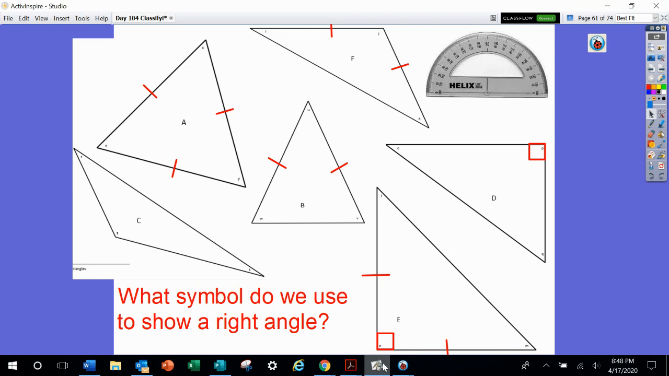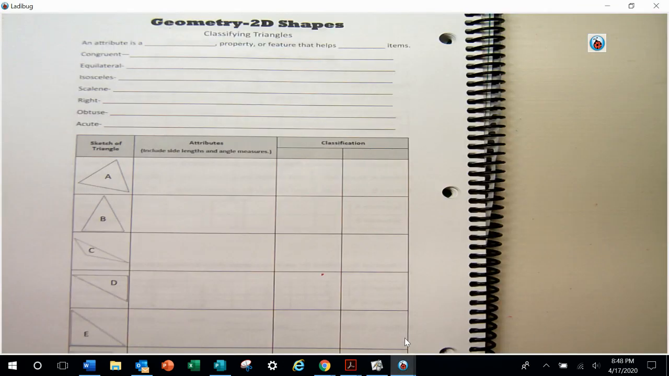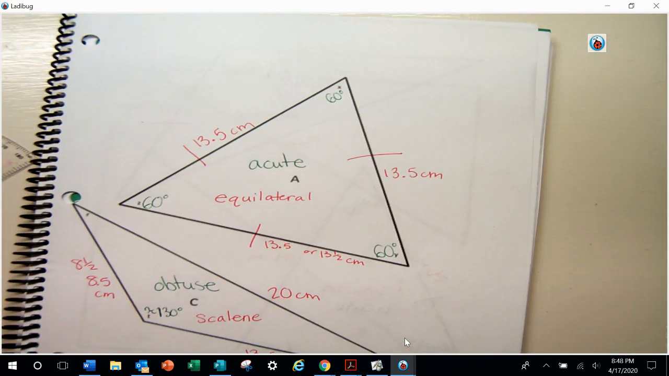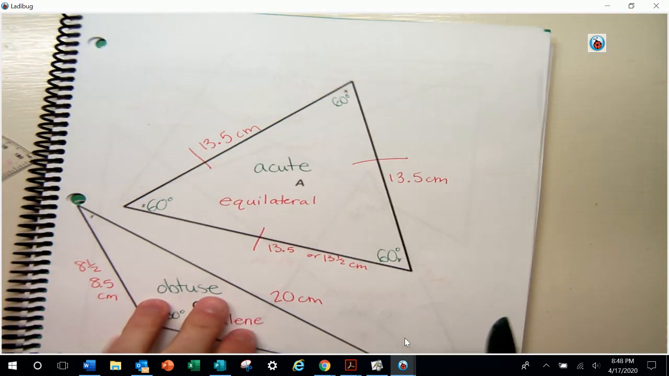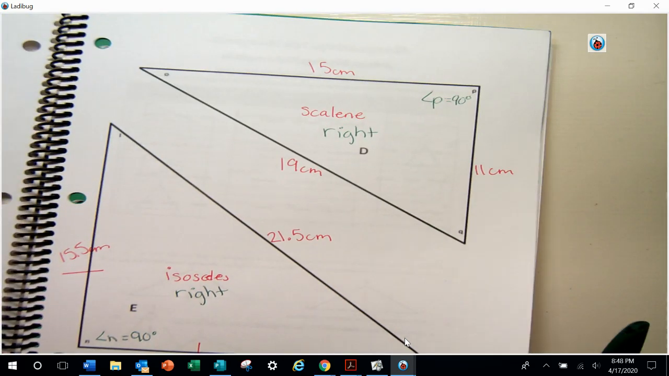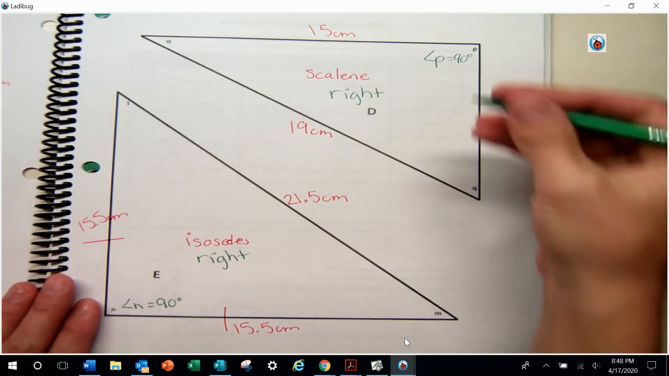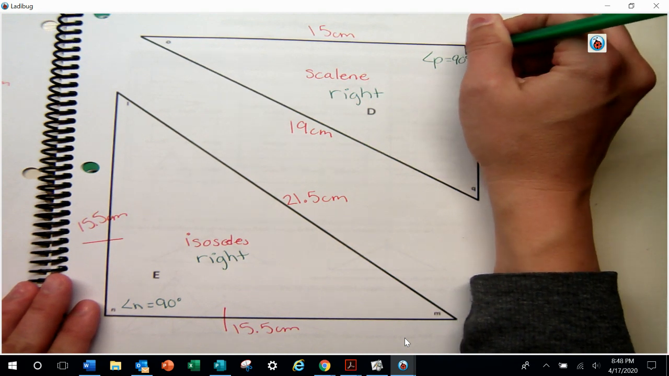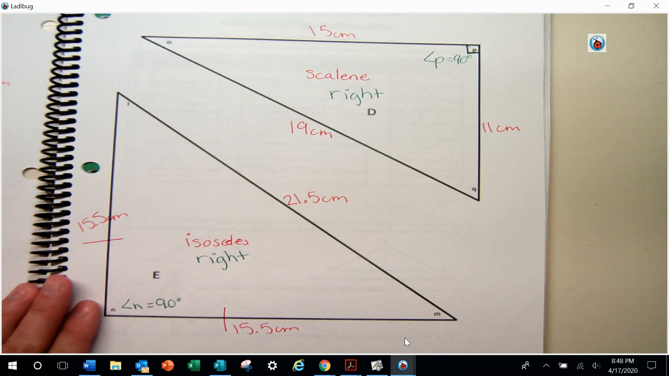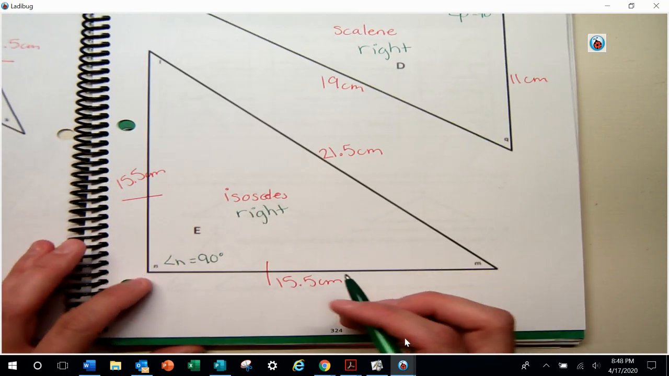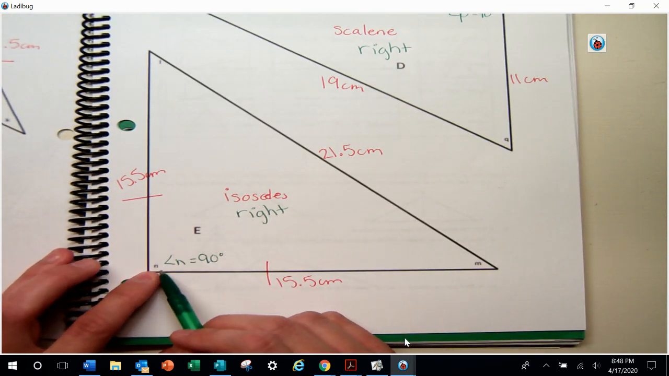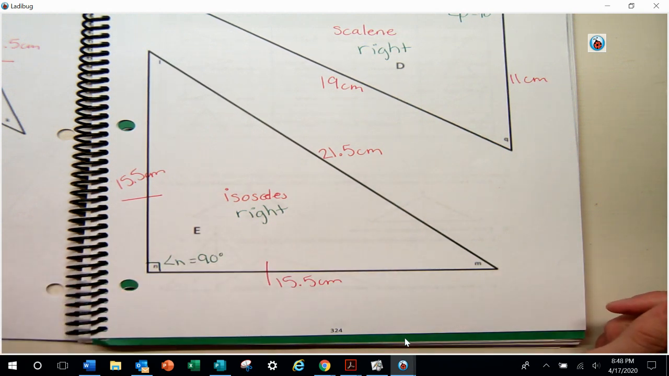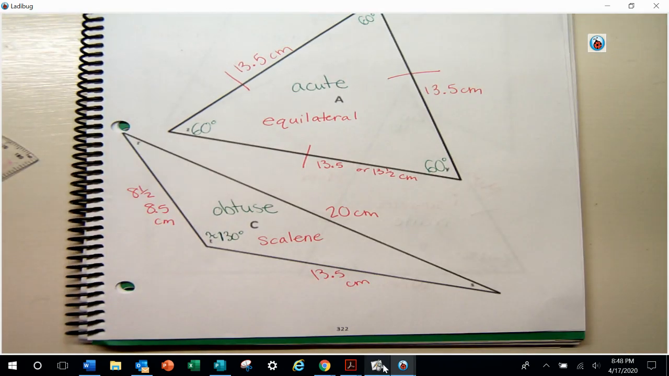So let's go ahead and go back. I know I'm going back and forth a lot, but we had our right triangles. So we had a right triangle for D, so you would put a little box. You see it like this. Okay, a little symbol to show that that's a right angle. And then also for triangle E and angle N, you have a little box to show that that is a right triangle.